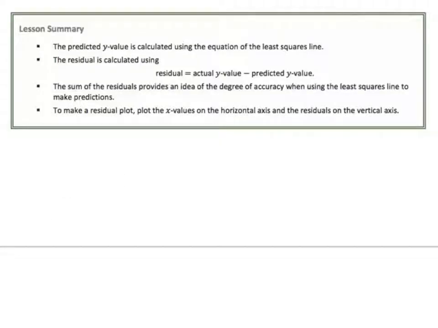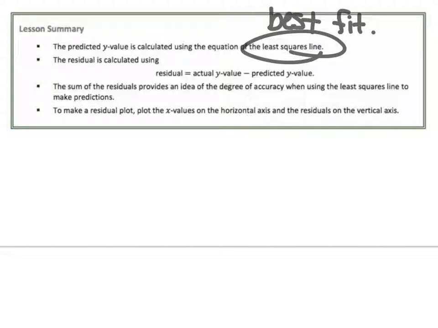And we're done. The predicted y value is calculated using the equation of the least squares line, the best fit. The residual is calculated using that equation. Residual equals actual y value minus predicted y value. The sum of the residuals provides an idea of the degree of accuracy when using the least squares line to make predictions. To make a residual plot, plot the x values on the horizontal axis and the residuals on the vertical axis. Well done.